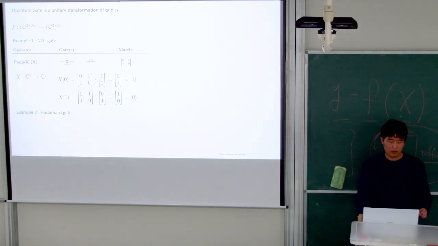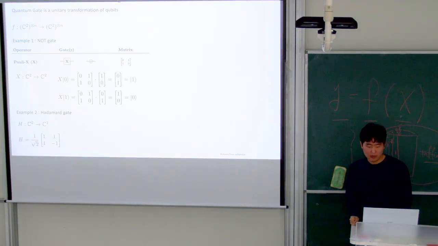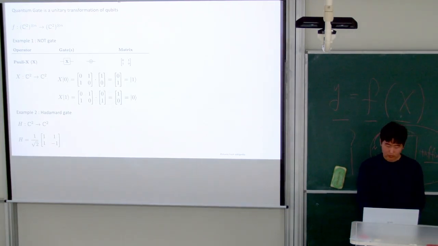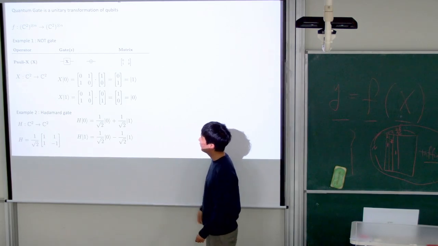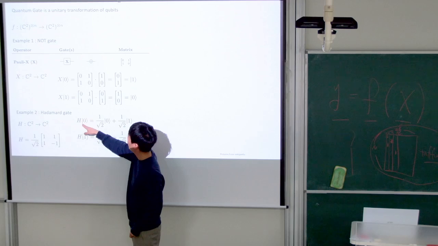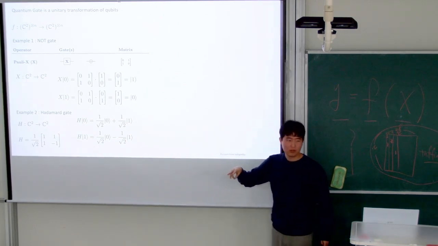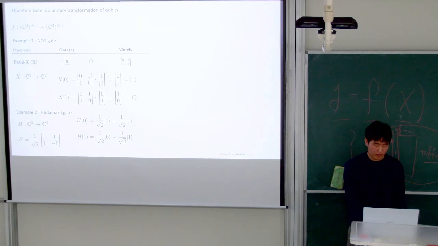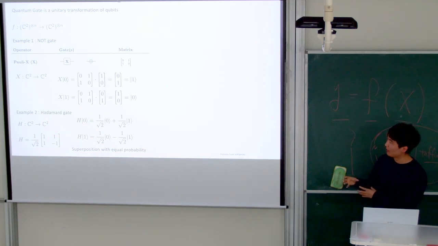The next example is a famous one, the Hadamard gate. It is also defined on the one-qubit space by this matrix. If you perform the Hadamard gate, then you get this. What is this? If you just plug in this zero vector, then we get a combination of two states with equal probability. This is often called superposition. Superposition means that in quantum mechanics, two different states can be in some sense together before you observe it.